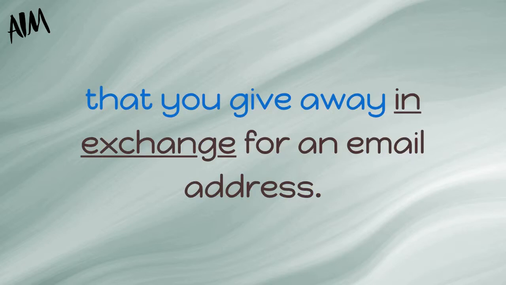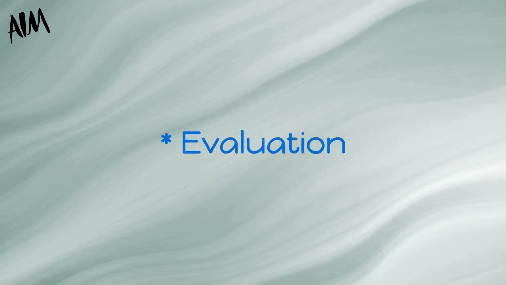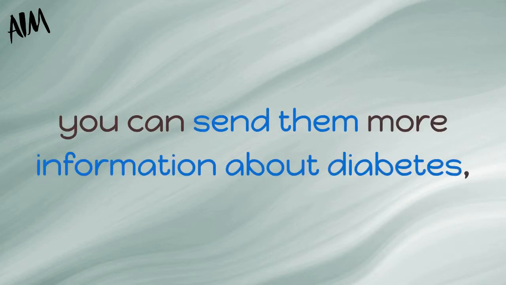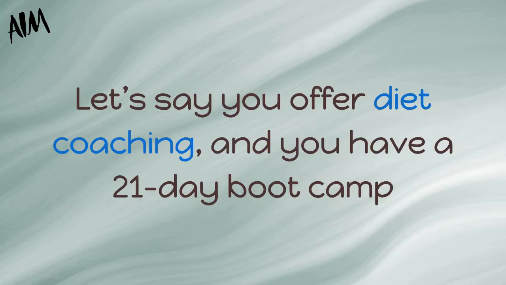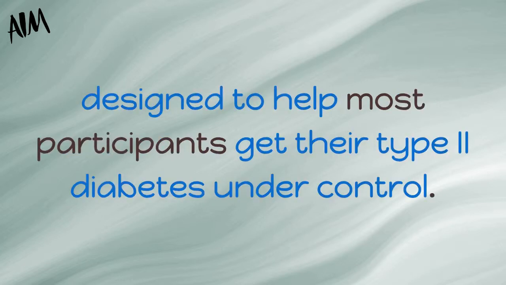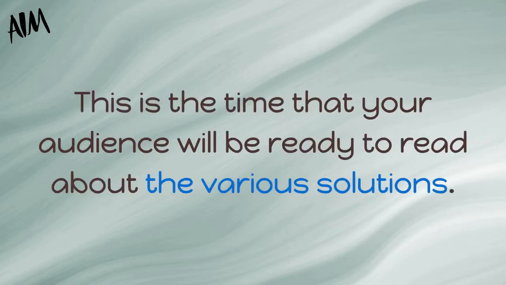Now we come to the evaluation stage. Now that they're on your list, you can send them more information about diabetes, including information about your product or service that will help. Let's say you offer diet coaching and you have a 21-day boot camp designed to help most participants get their type 2 diabetes under control. This is the time that your audience will be ready to read about the various solutions, which hopefully will lead them to a decision.